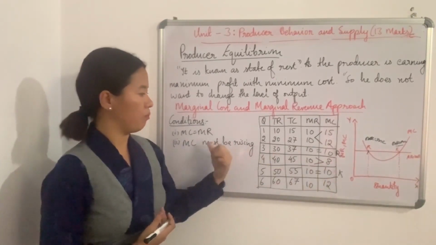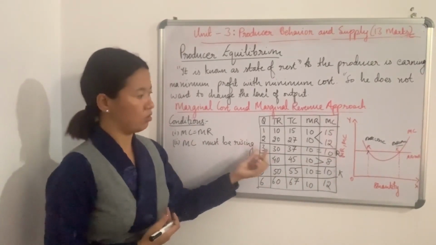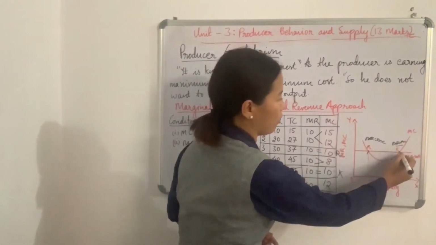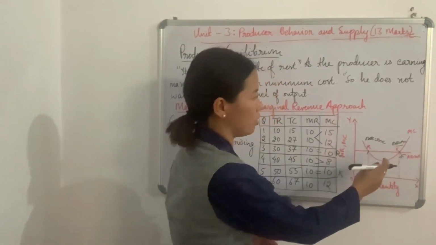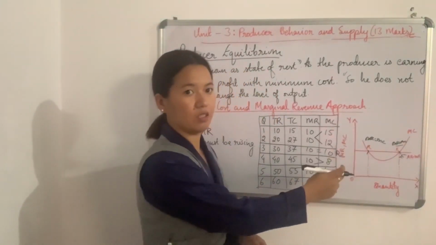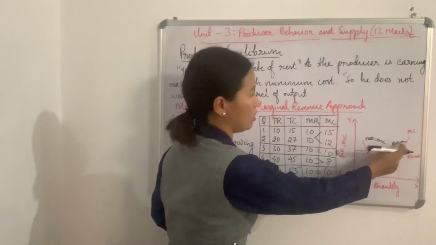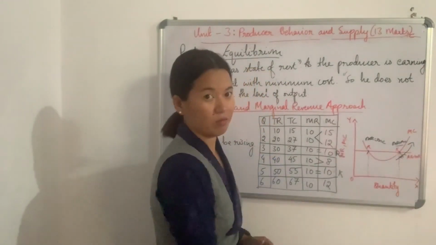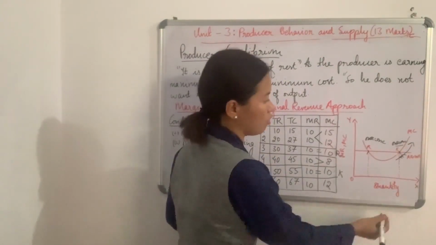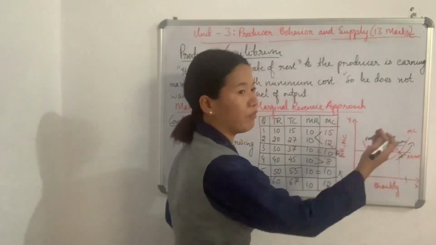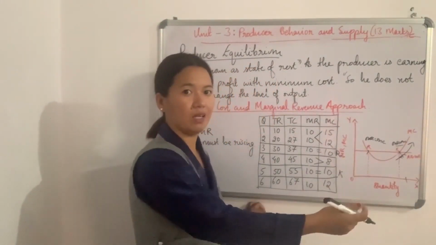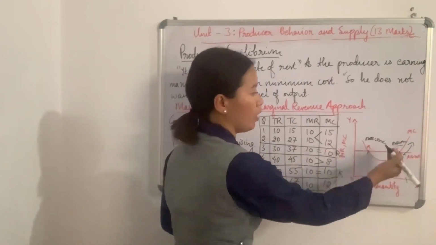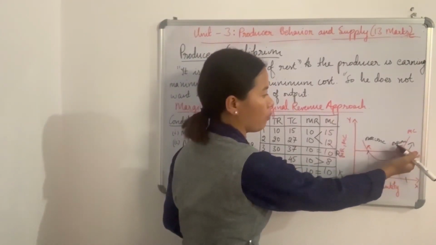At point K, MC is rising: 8, 10, 12. At point K, marginal cost is rising. So this is the point of equilibrium. Point K is the point of equilibrium where the first condition and second condition are both satisfied. Here MR is equal to MC and also MC is rising. When the producer tries to produce one more unit after point K, he finds that his cost is more than his revenue. So he will stop production after point K.